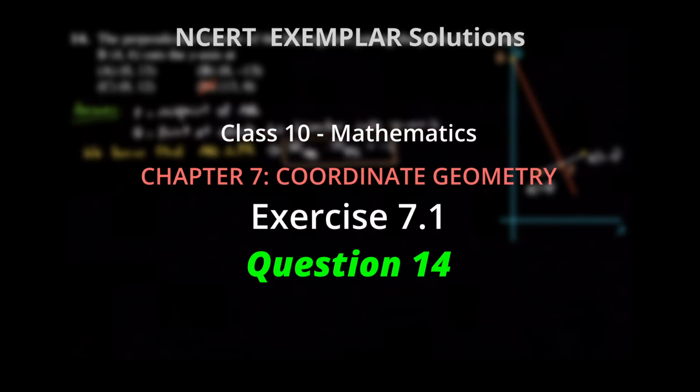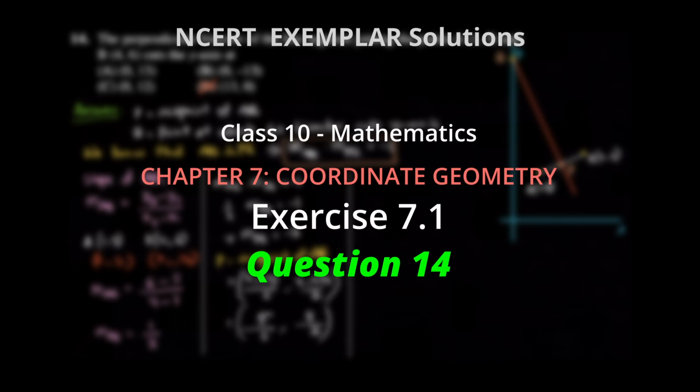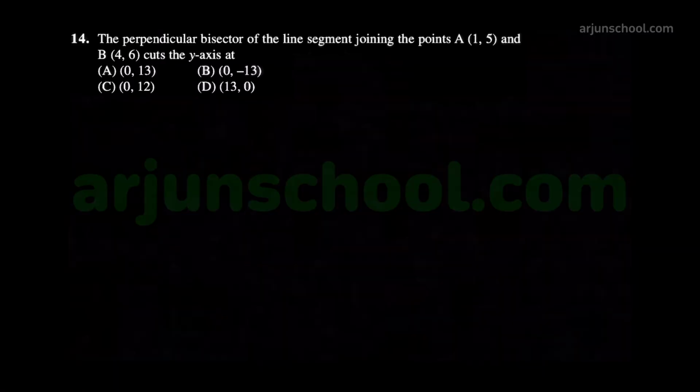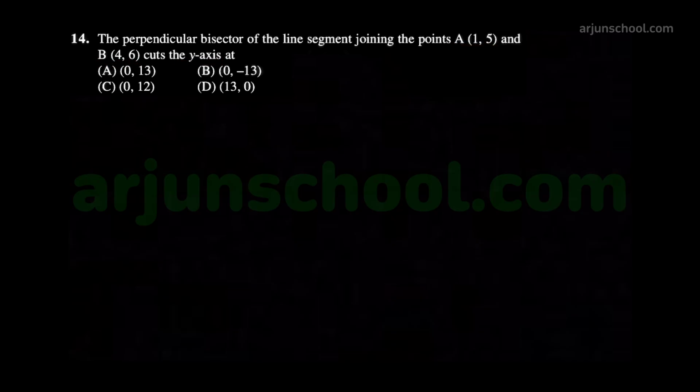NCERT Exemplar Solutions, Class 10, Maths, Chapter 7, Exercise 7.1, Question number 14. The perpendicular bisector of the line segment joining the points A (1, 5) and B (4, 6) cuts the y-axis at: option A (0, 13), option B (0, -13), option C (0, 12) or option D (13, 0). We have to find the point on the y-axis.